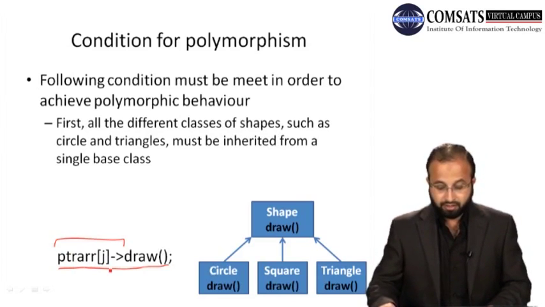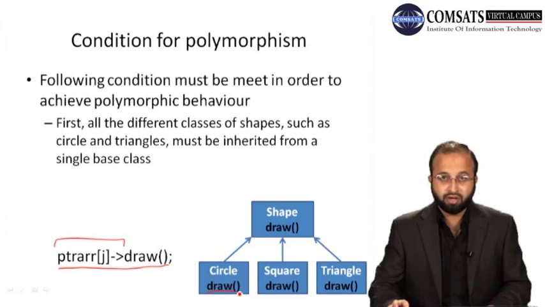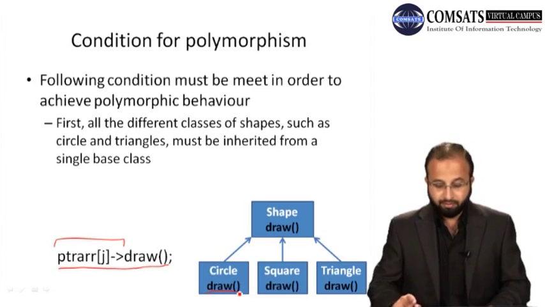So we have a shape class, circle is inherited from shape, square is derived from shape, and triangle is derived from shape. And each class contains a function draw. वो base class में भी होगा, वो drive class में भी होगा. So when you execute this statement, अब draw function कौन सा execute होगा? base class का होगा, circle class का होगा, drive class का होगा.